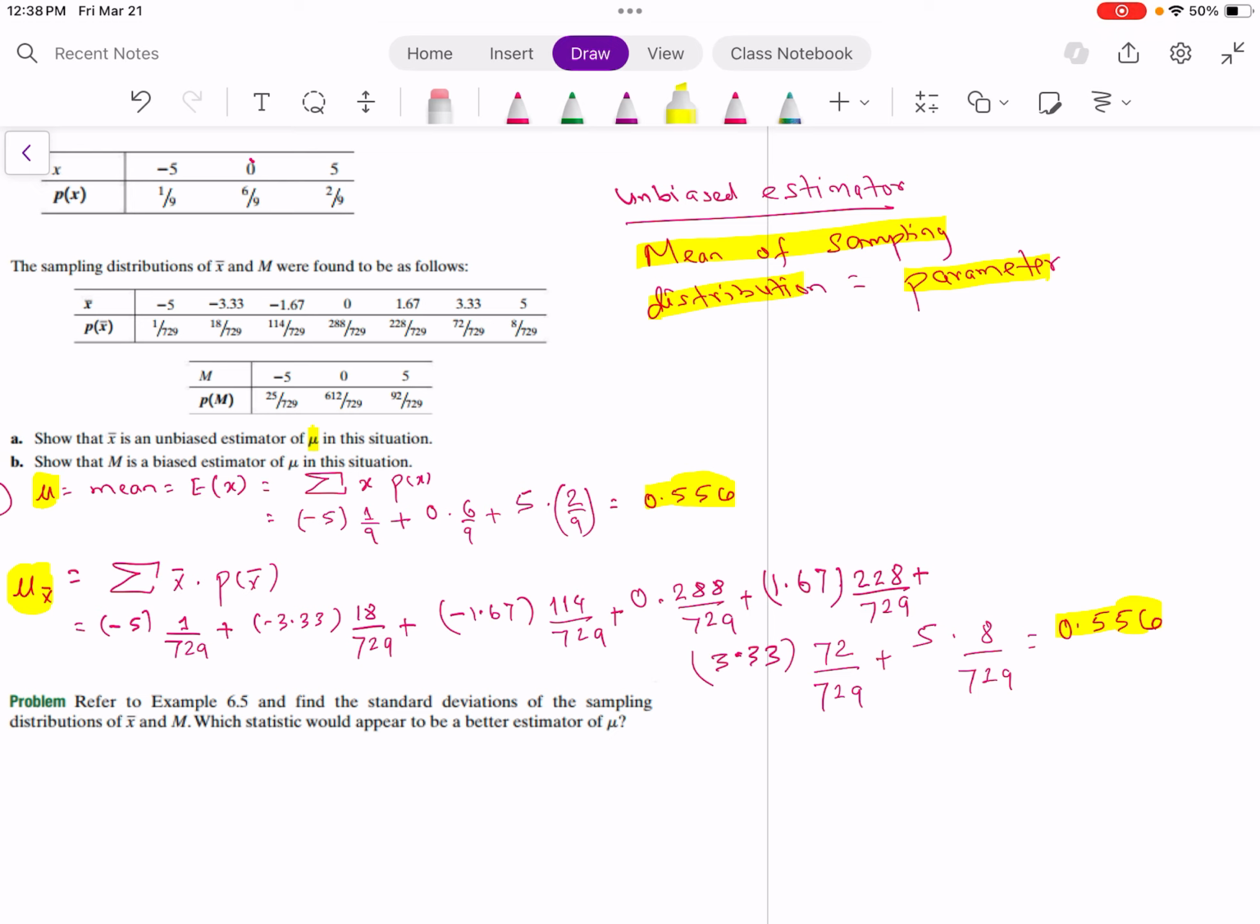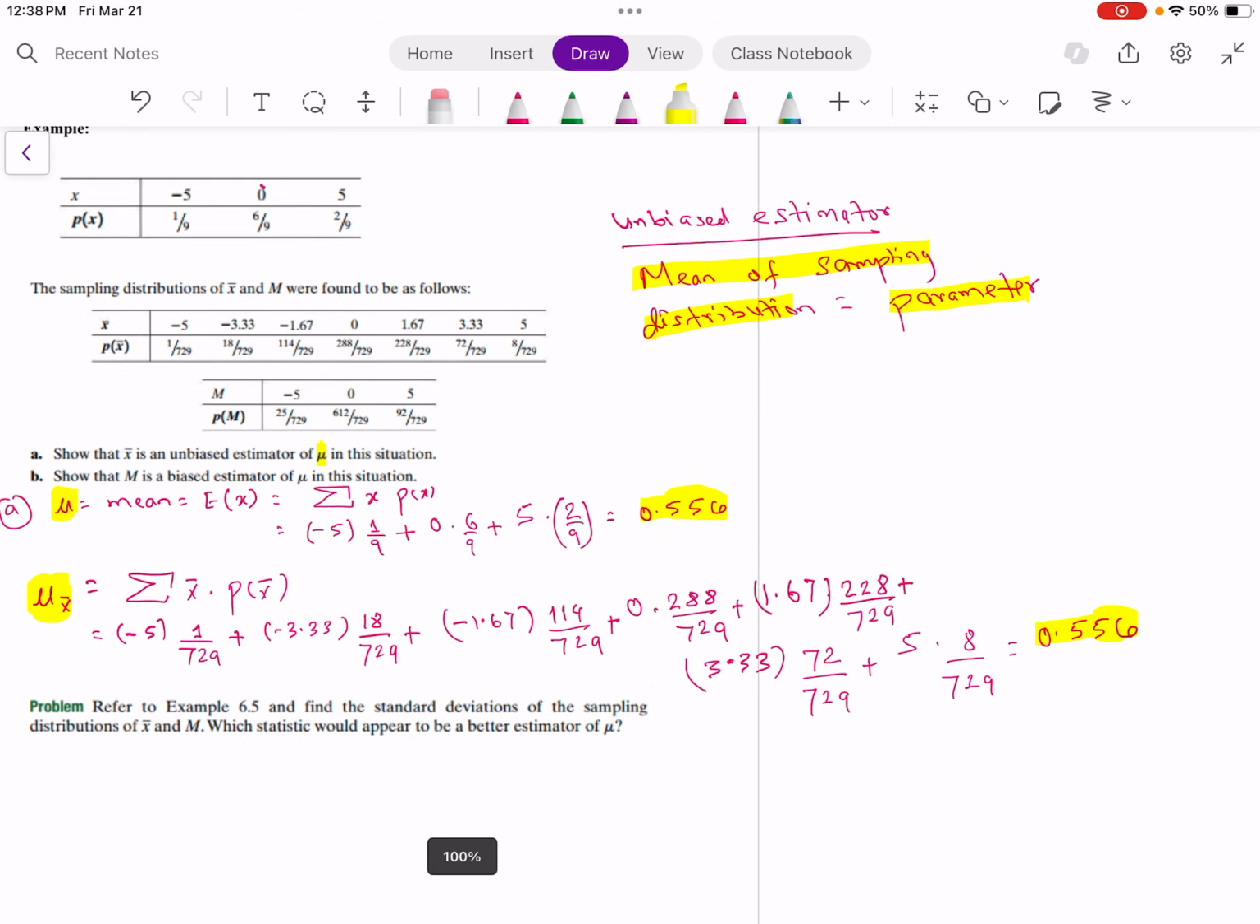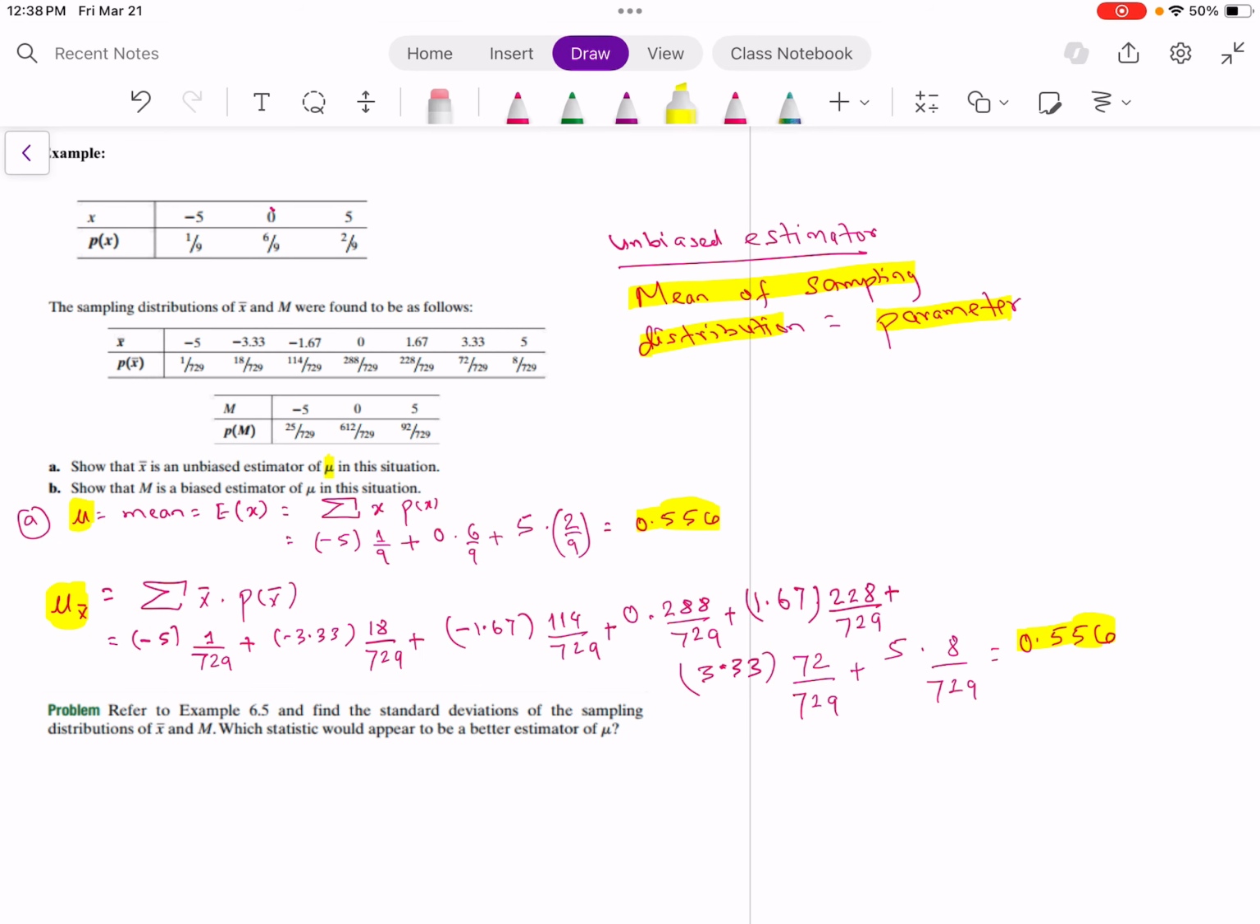Okay, you will be asked to check whether a statistic is unbiased or not. So you find a parameter and you find the mean of that sampling distribution. If you get the parameter equal to the mean of the sampling distribution, they are unbiased estimators. If not, they are not unbiased estimators. Okay, any question here? So our conclusion is x bar is an unbiased estimator, since mu is equal to mu of x bar.